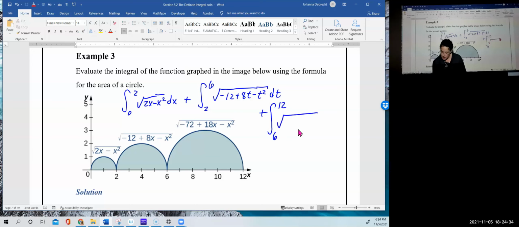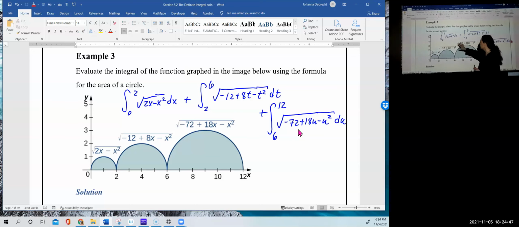So this is going to give me the integral of negative 72 plus 18u minus u squared, and we'll make the differential then du. So this connects the idea of the definite integral as the area from x equals 0 at the lower limit to x equals 2 at the upper limit of this function graphed in the plane, plus the area of this function graphed in the plane from x equals 2 to x equals 6, plus the area of this function graphed from x equals 6 to x equals 12.